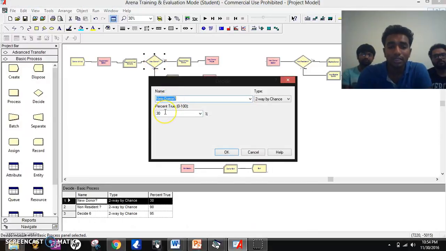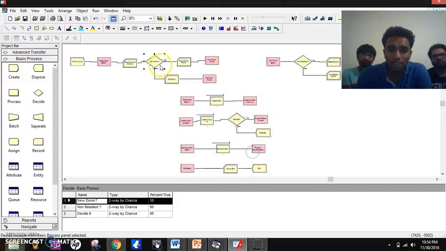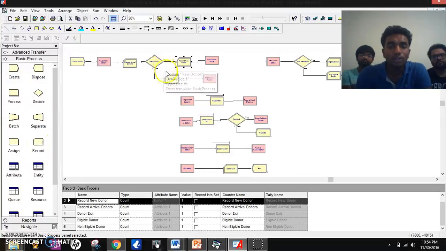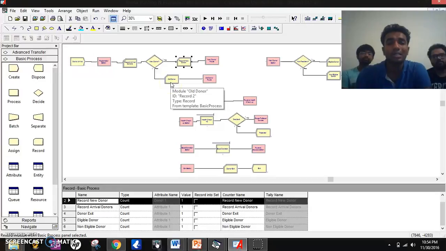About 30% of the donors entering our system are new donors, and 30 donors come in, recorded by the record module, which is in the basic process. This is the record module. We also record the old donors, how many donors come into the system.